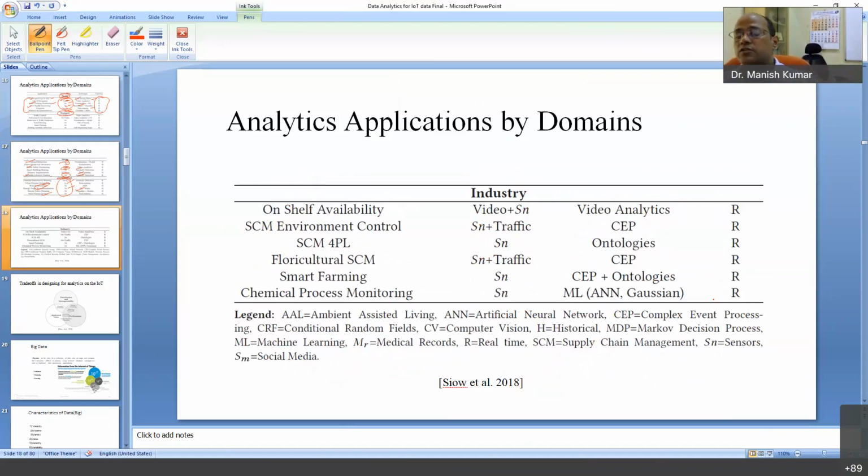These are industry-based applications where we are still using sensors, videos, and some traffic data. In some cases we are using ontologies, which is a very different area of work. We are using ANN, Gaussian methods, and everything. So you can see that almost the entire domain of data analysis is used in IoT.